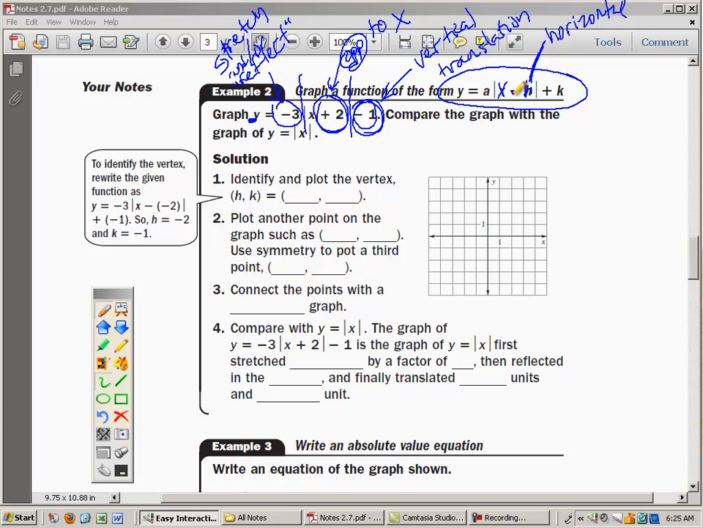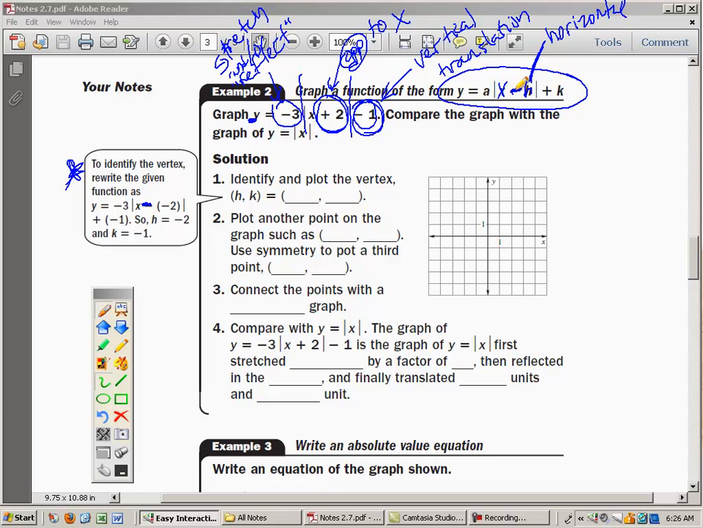And if you're reading this little key over here, this is kind of helpful. It says identify the vertex. Rewrite the original function as x minus negative 2, because in the format that we have to have it in, it's going to be minus negative 2 to get plus 2. All right, so we're going to use that information. We're going to identify and plot the vertex.